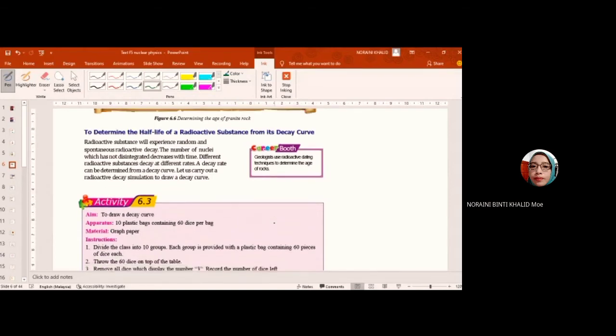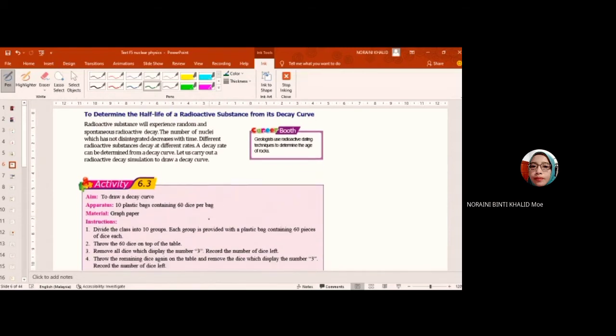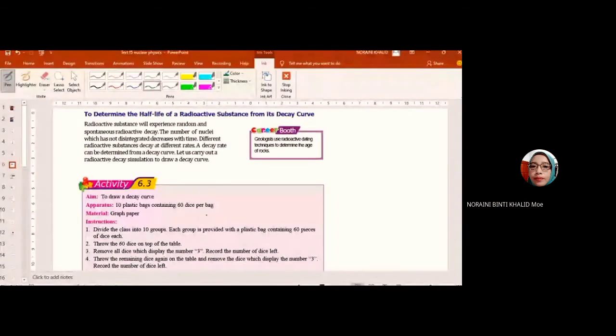Okay, for example, Activity 6.3, you can carry it out here. To draw a decay curve, prepare 10 plastic bags containing 60 dice per bag. If you don't have dice, you can use about 50 coins, like 10-cent coins.